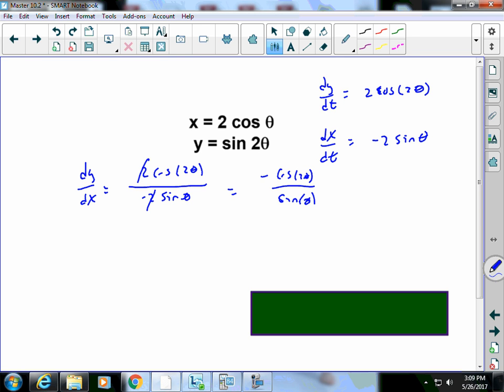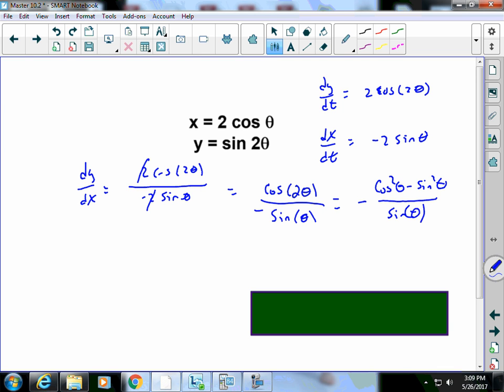It doesn't matter where I put that negative. I'm just going to write this a little clearer. Cosine 2 theta over sine theta. Again, it doesn't matter where I put that. All right. So now I'm going to simplify this. I'm going to put the negative out front. Cosine 2 theta can be rewritten, and that, again, is on your sheet that I will provide on the test. That's cosine squared theta minus sine squared theta. And then the bottom's just sine theta.